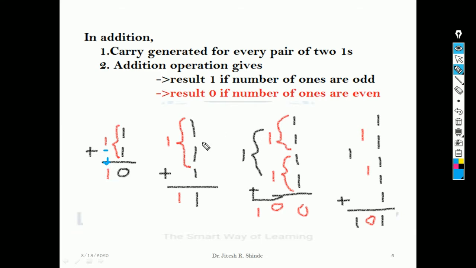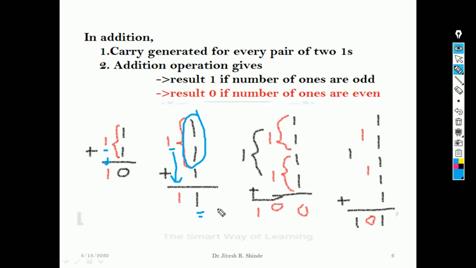Next example, 1 plus 1 plus 1. How many ones here are there in black color? Three ones, which means the number of ones is odd. So the addition of three ones will give us the result 1 here. Now the next rule: a carry is generated for every pair of two ones. This is the first pair, and corresponding to this pair, this 1 carry is being generated. So this carry is being propagated here. So the result here we are getting is 1 1.